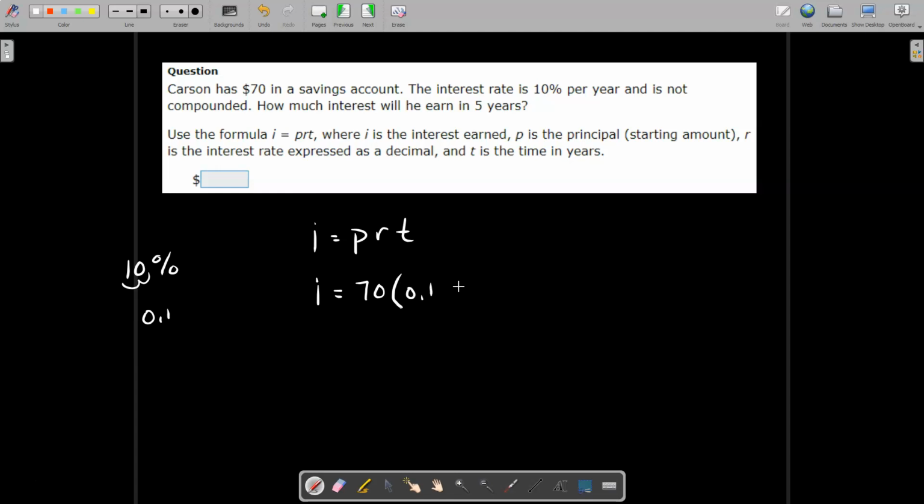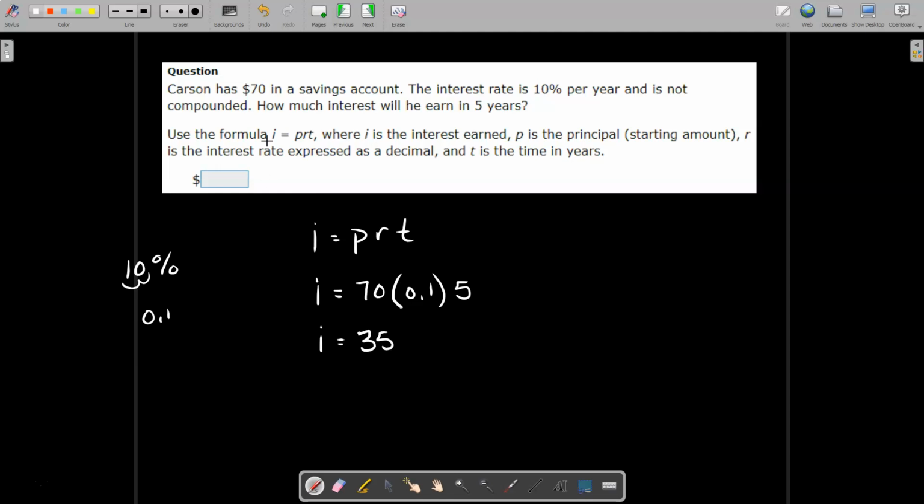So 0.1. And the number of years is 5, so our time is 5. Let's go ahead and put that there. And now let's go ahead and do 70 times 0.1 times 5. And at this point, I'm going to go ahead and type that into a calculator. And the result that I get will be 35.